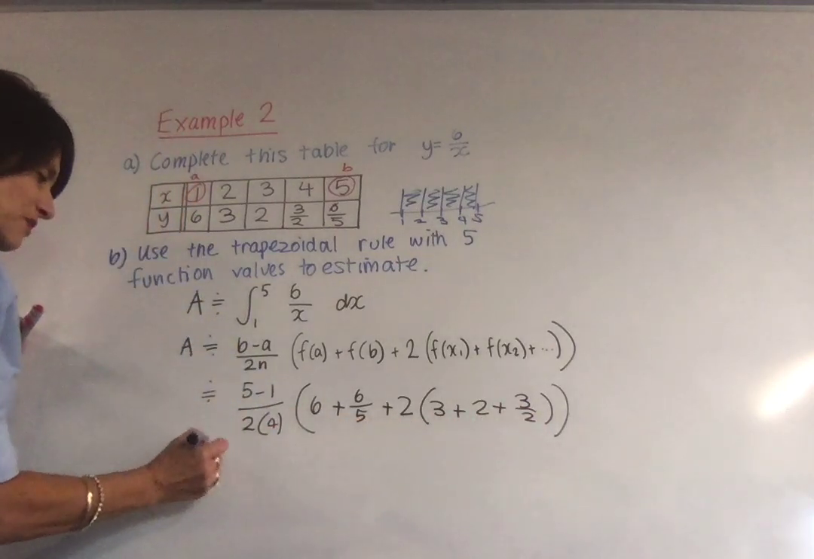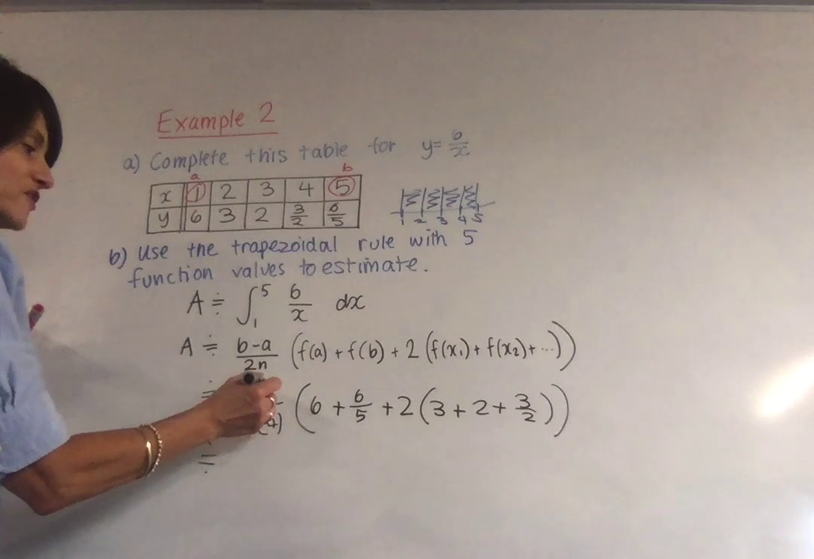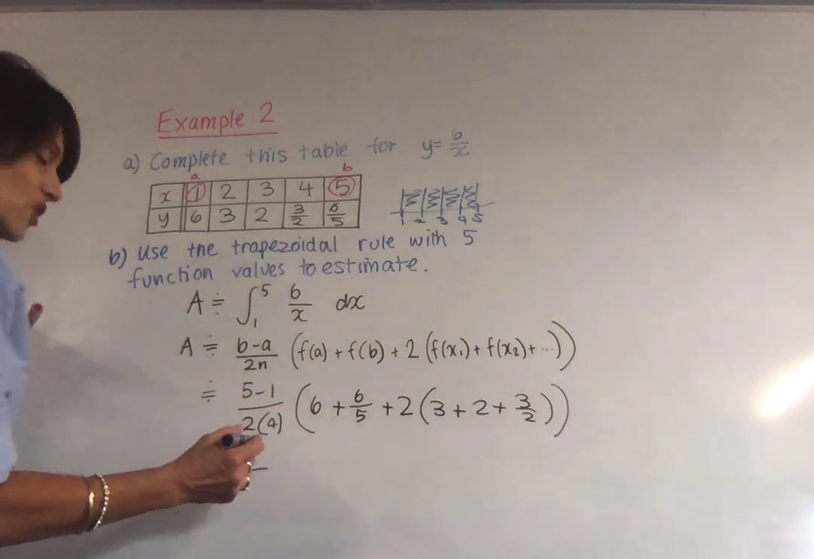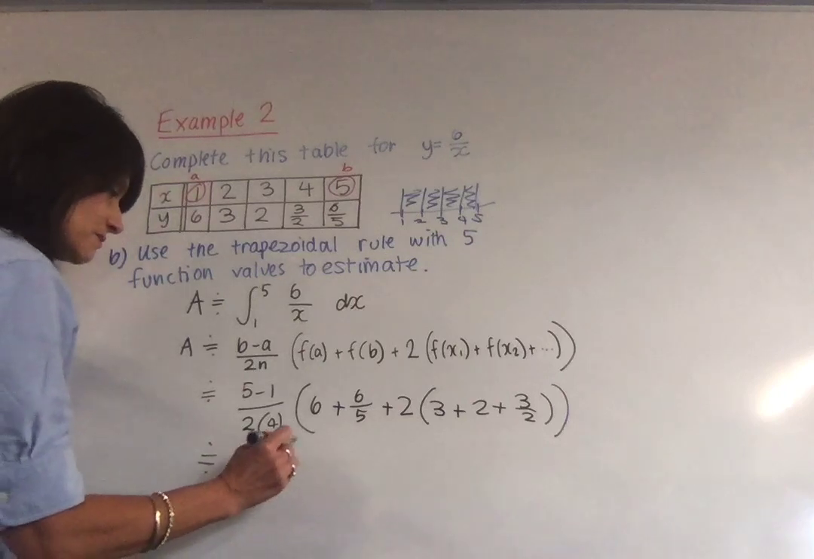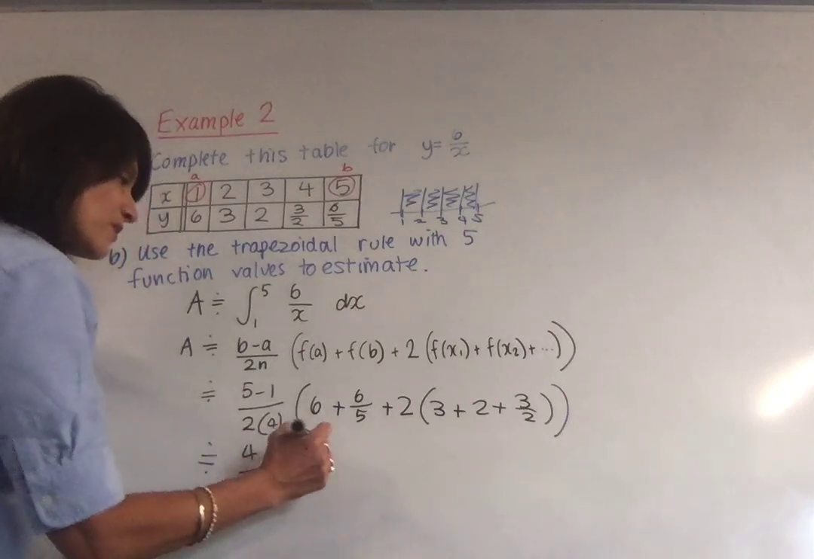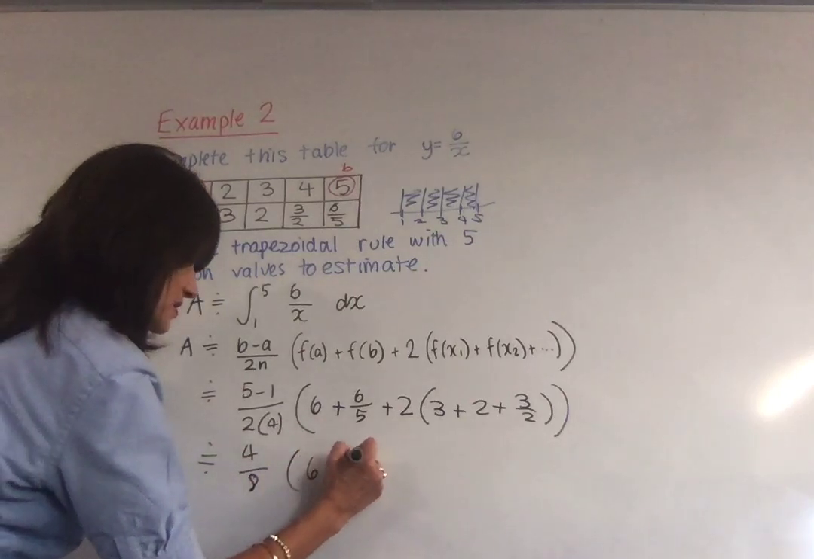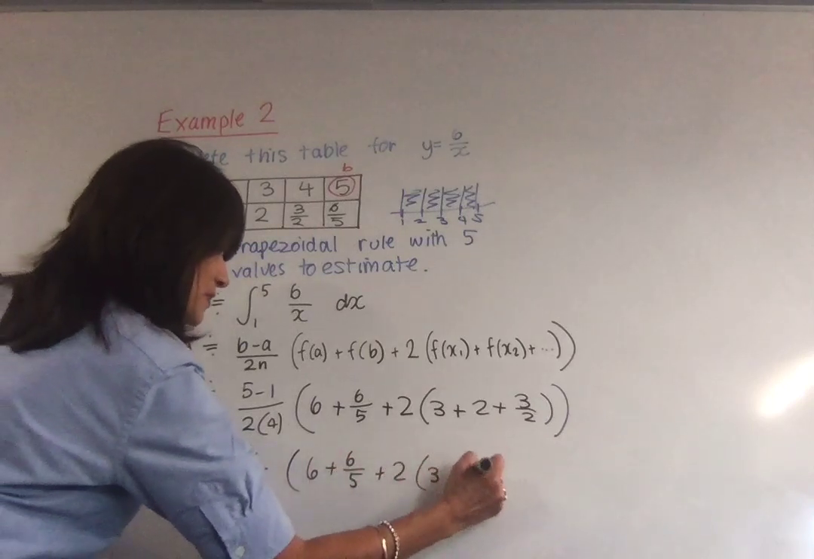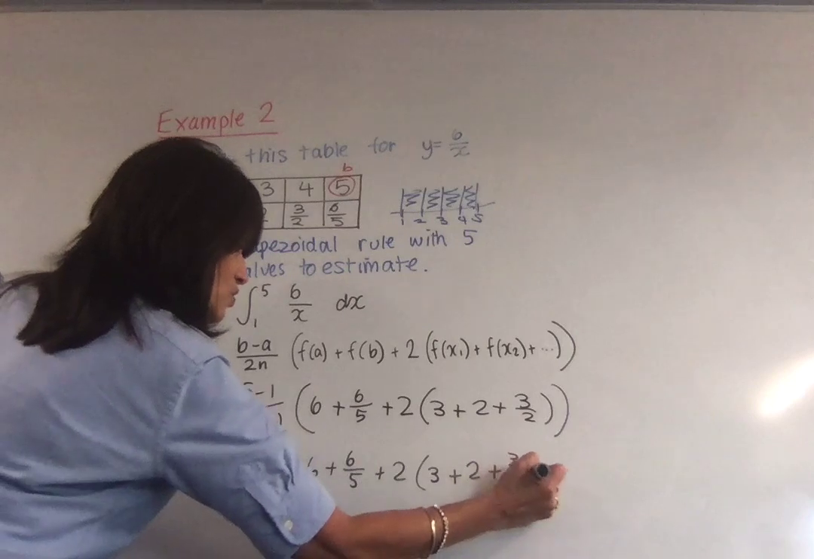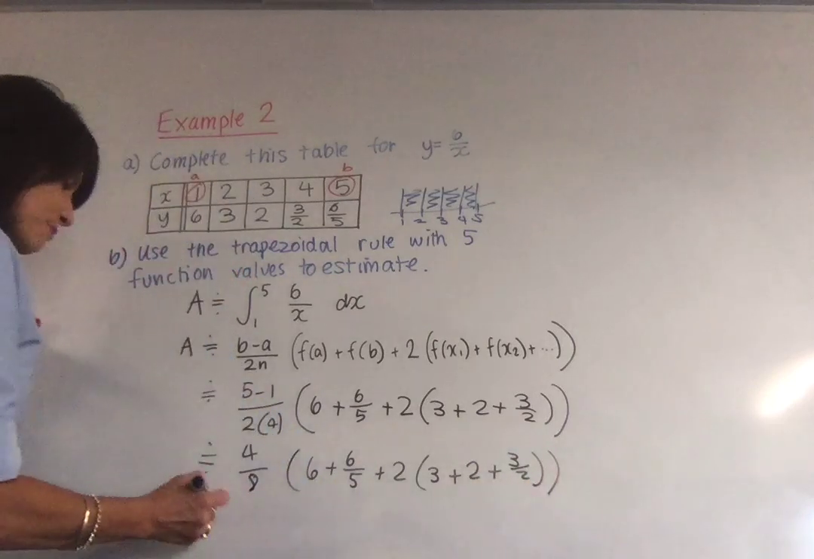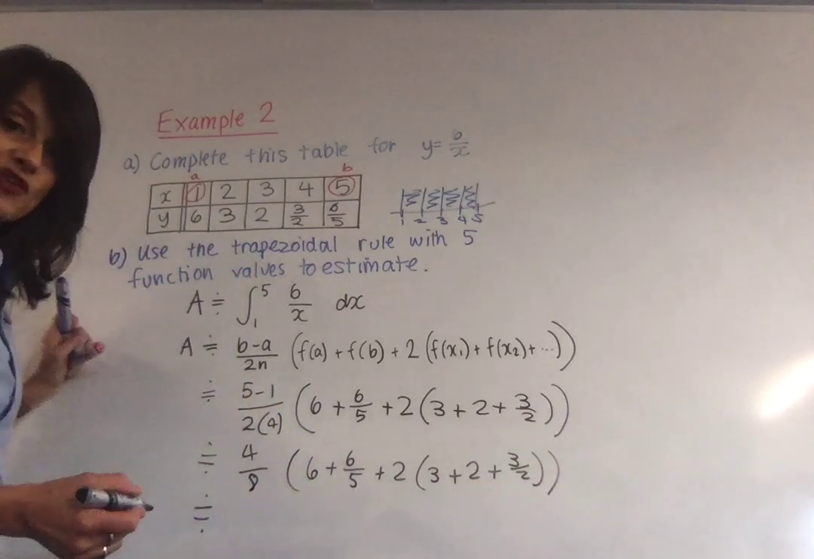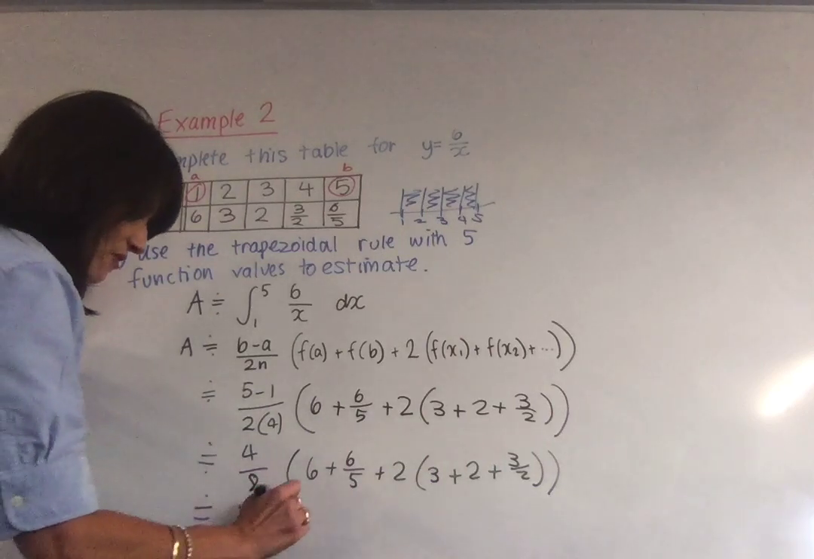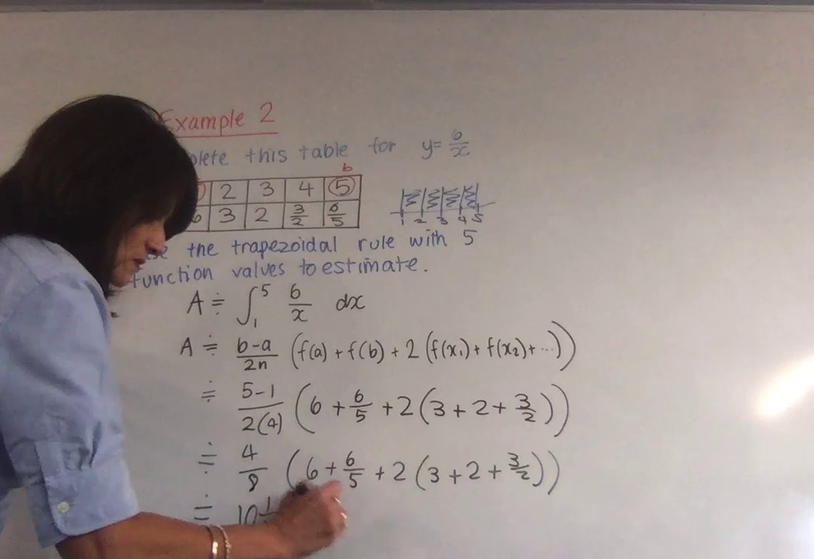Okay, let's simplify this a little bit. 5 minus 1 is 4 over 2 times 4 is 8. And then we've got 6 plus 6 on 5 plus 2 times 3 plus 2 plus 3 on 2. And then at this point, you can pick up your calculator and get your final answer, which should be 10 and 1/10 units squared.